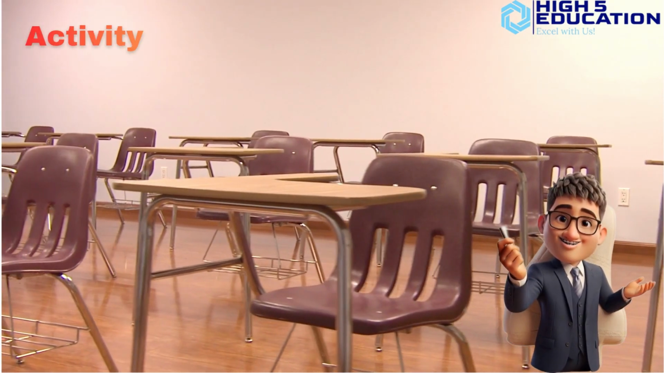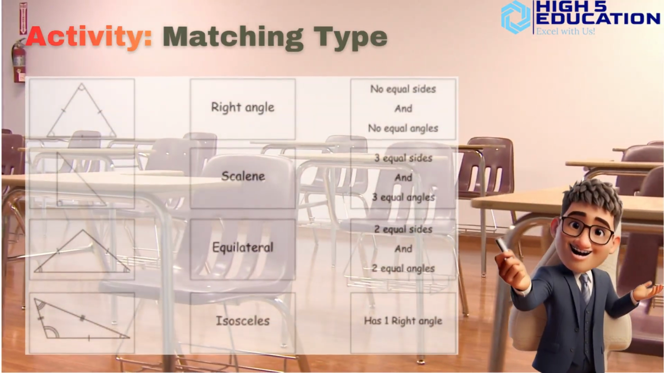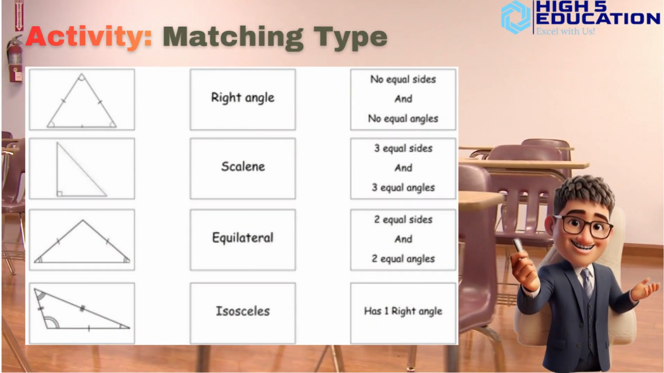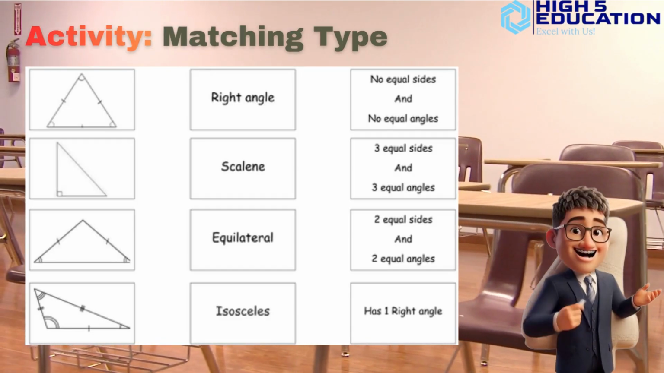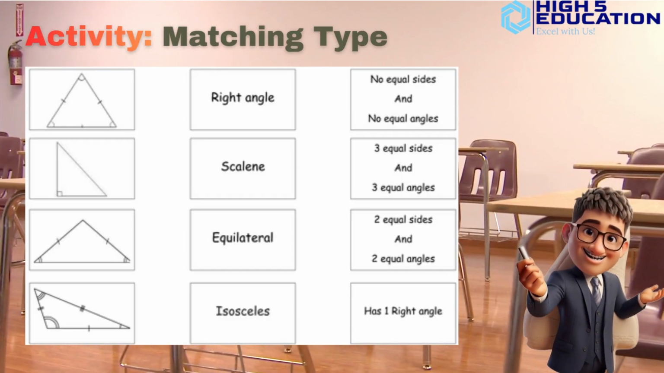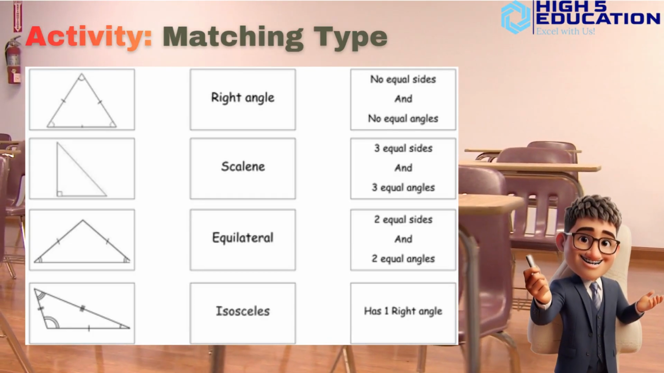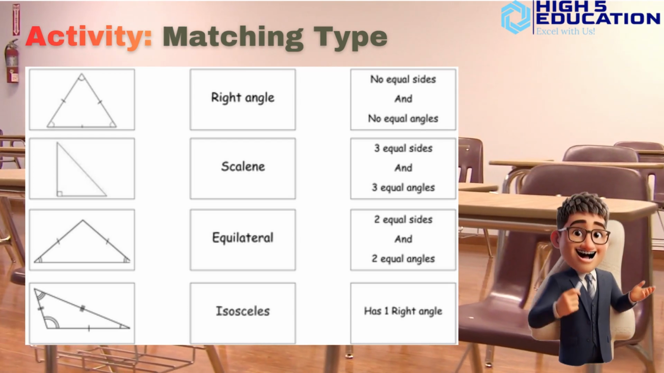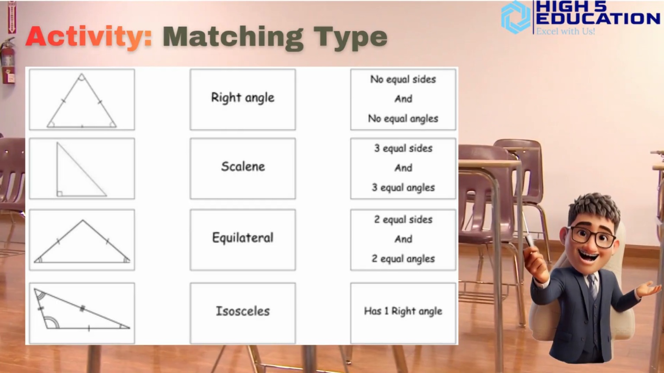Now that we've learned about the different types of triangles, it's time to test your understanding with a fun matching activity. On the left, you'll see 4 different triangles. In the middle, you'll find the names of the triangle types. And on the right, you'll see descriptions of their properties. Your task is to match each triangle with its correct name and correct description. Take a close look at each triangle. Ask yourself these questions. Are any sides equal? Are any angles equal? Is there a right angle?